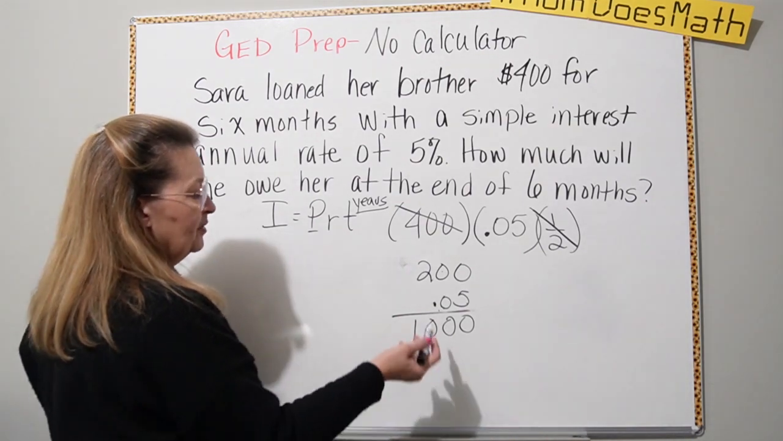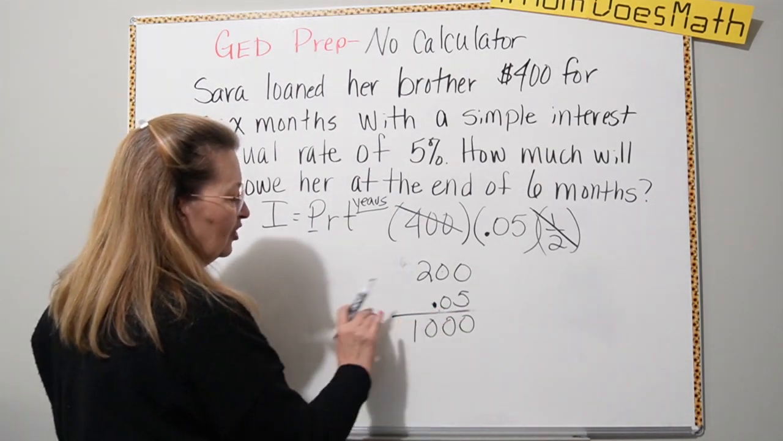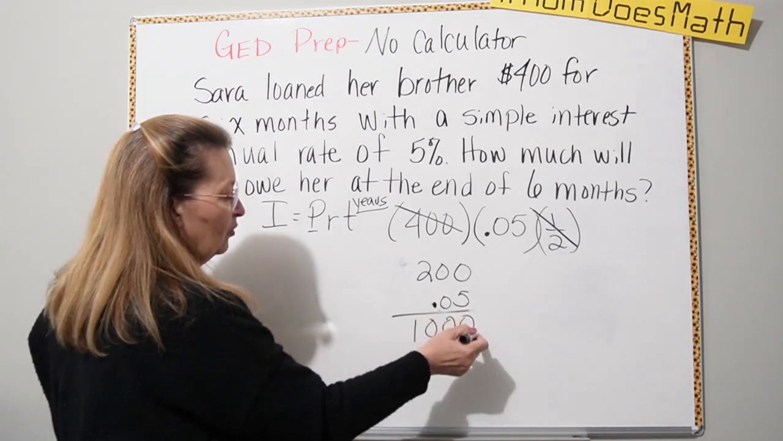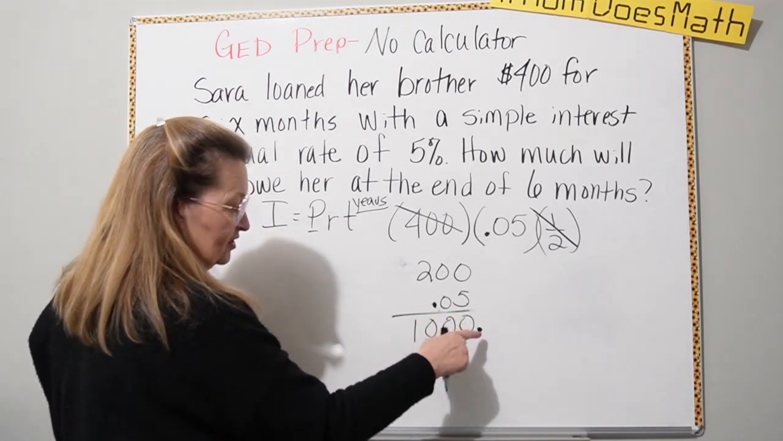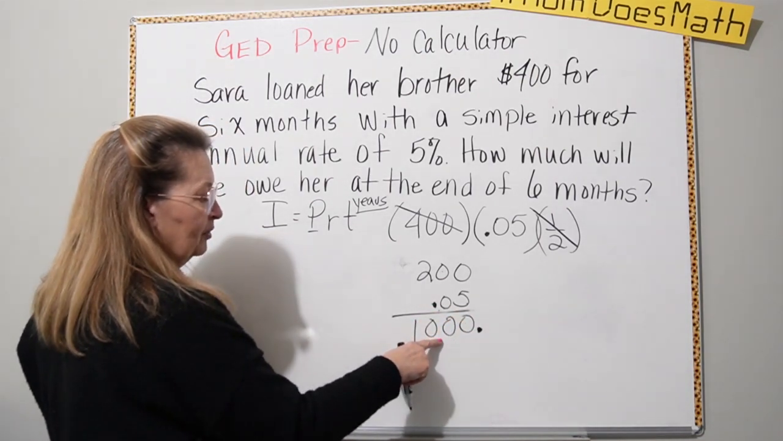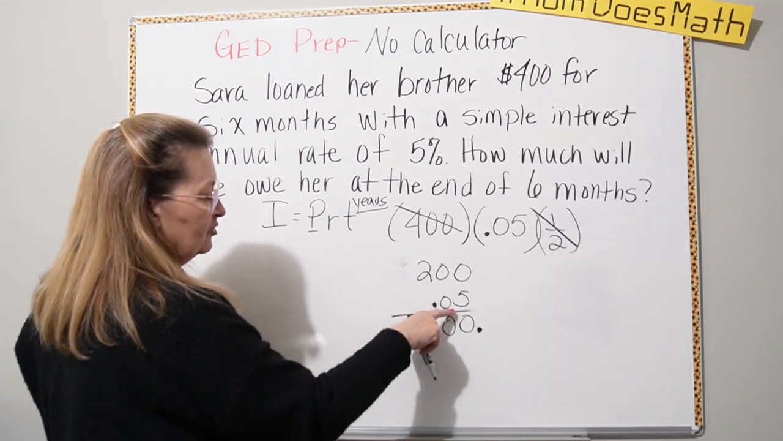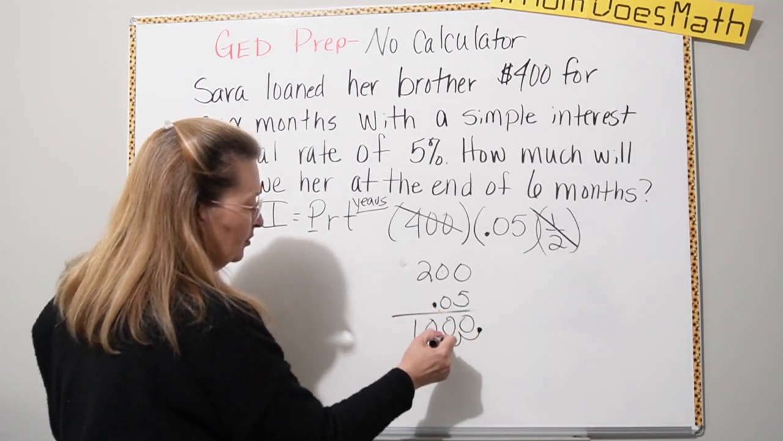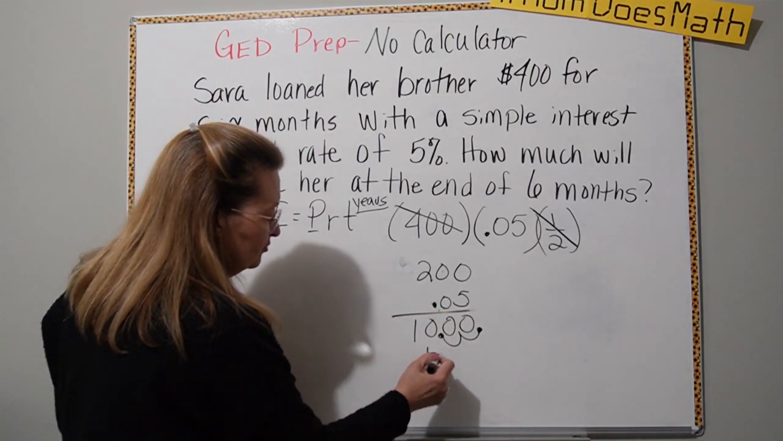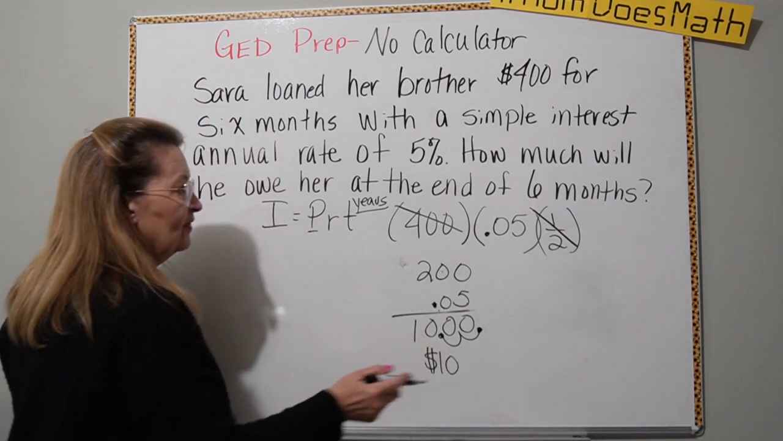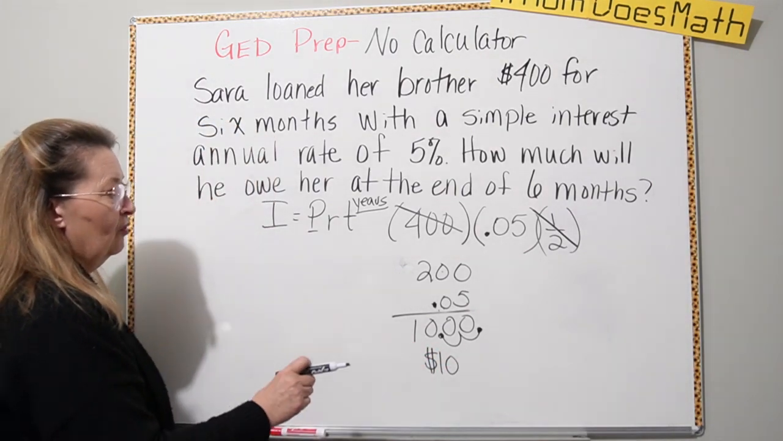So our last step is to count the numbers that are behind the decimal, and we want to move this decimal, which is now at the end, over that many places. So there are 2 numbers behind the decimal. I'm going to move over 2. So that gives me $10. That's how much interest he's going to owe her.